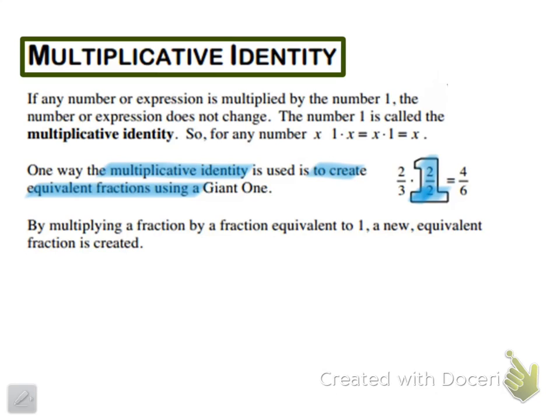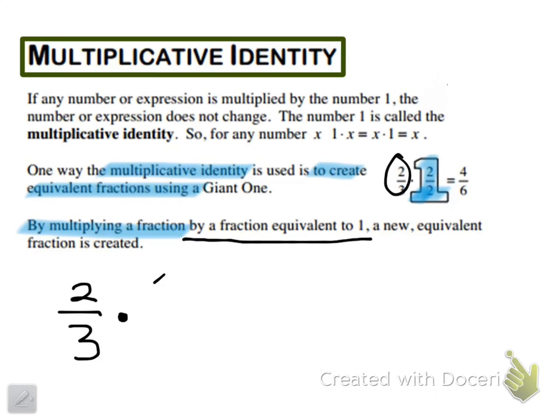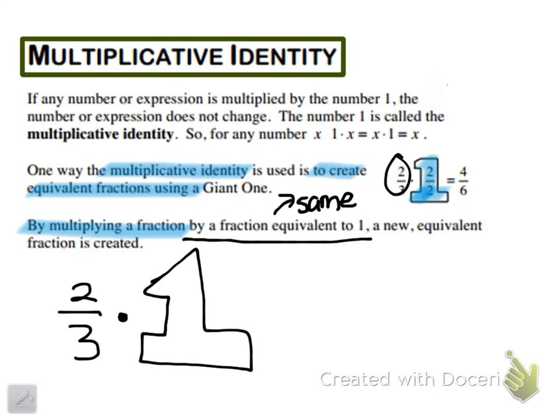But first we have to realize that we're going to do this by starting with a fraction. For example, the 2/3. Then we're going to multiply that fraction by another fraction that's equivalent to 1. Hence why we have the big 1. And again, just to refresh, what does equivalent mean? Equivalent means the same. It means the same thing as 1.